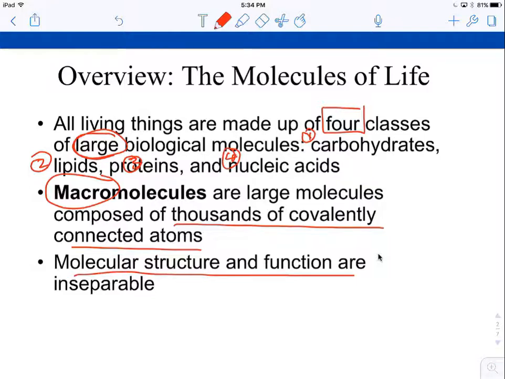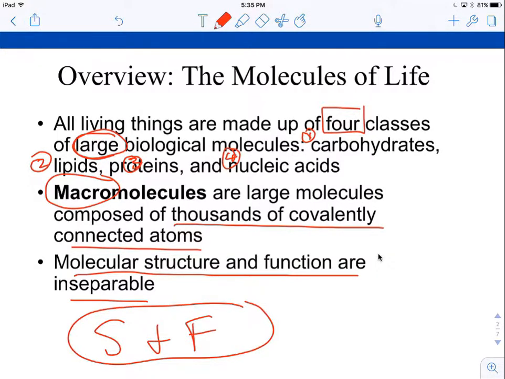Molecular structure and function are inseparable. And I will talk about this in class, but structure and function are going to be a huge theme for us this year. Okay? Structure and function, because the structure of something dictates what its function is going to be. And you can tell by the way something is functioning what its structure is. And if something is not functioning properly, then its structure is probably screwed up. Okay, so structure and function, they are going to be a big deal.